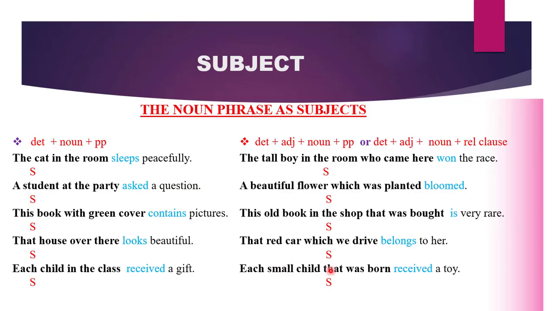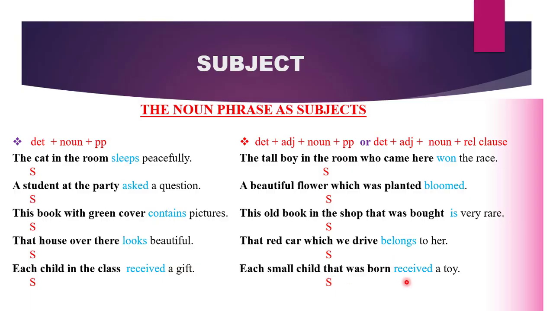Each small child that was born received a toy. Who received a toy? Each small child that was born. Therefore, the whole of this is functioning as our subject. So the noun phrase can be a very complex one like this. You can have a determiner, an adjective, a noun, and a relative clause that is providing more information about the noun. Together, they form the noun phrase, so they will perform just one role, and that is the subject role.